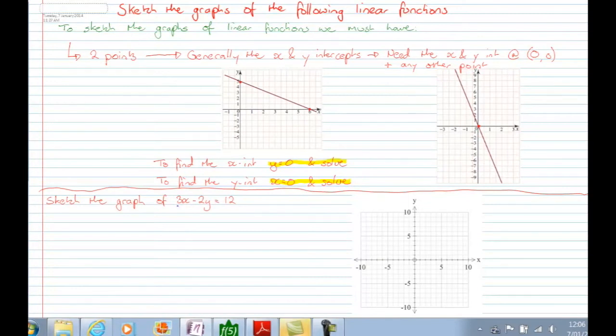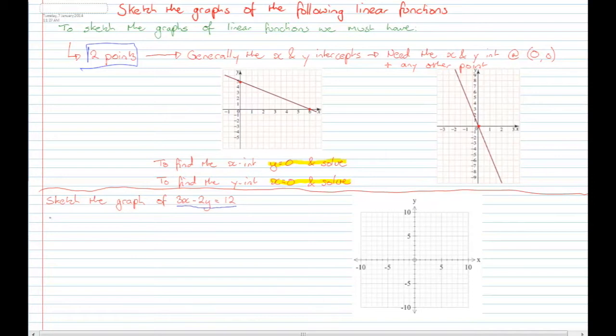Now, as you can see, this question here is not put in the nice pretty little format of y equals mx plus c. So we're still going to need to go through the same process as before, find the x and y-intercepts, etc. Now, of course, to sketch a graph we need to have 2 points, as you've seen up here before. Generally these are the x and y-intercepts. Let's see if in this case we can find 2 separate x and y-intercepts.